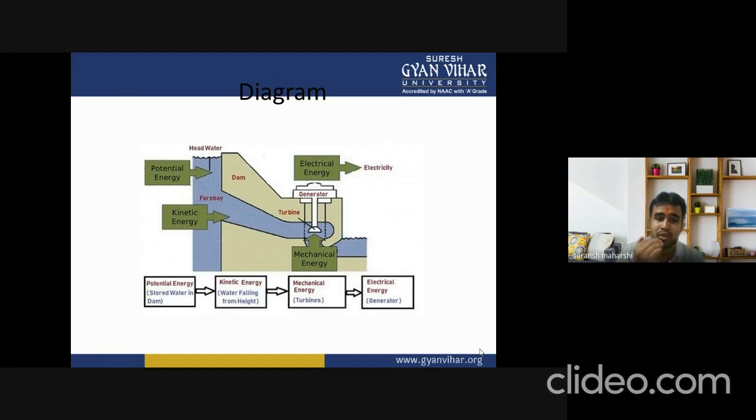So we consider the water falling from some height, from up to down, and then we obtain a high amount of pressure for some applications. Then kinetic energy, water falling from height, is converted into mechanical energy, which is generated by the turbines, and then the turbines drive the generator. Then mechanical energy is converted to electrical energy, and we get the output.